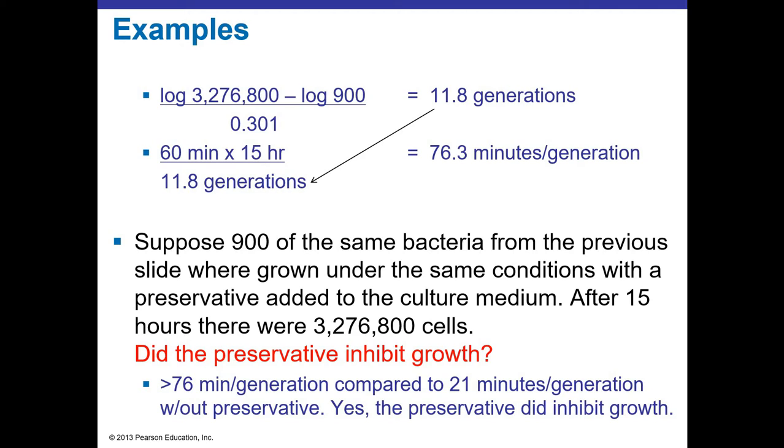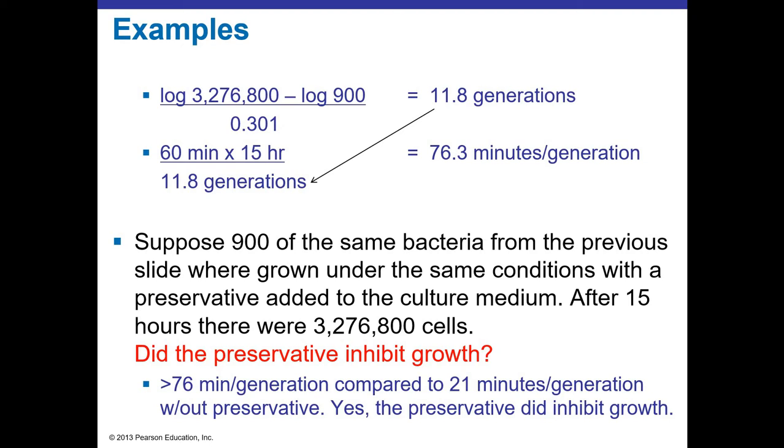So why would we want to do this? Well, oftentimes we're trying to figure out if something worked, a preservative, an antibiotic, or something. So in the example here, we're going to look to see if a preservative actually inhibited the growth of the bacteria from the previous slide. Let's suppose that we have 900 of the same bacteria from that previous slide, and we're growing them under the same conditions, but now we're going to add a preservative to the culture. We let it grow for 15 hours, and when we count the cells, we see this time we have over 3.2 million cells.